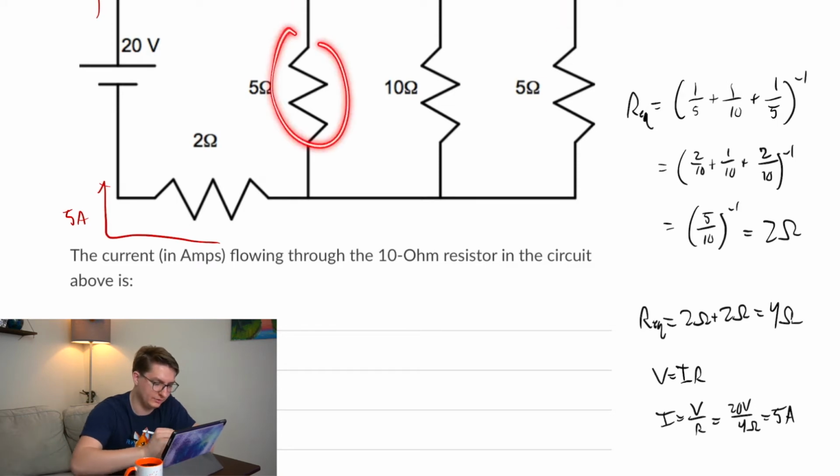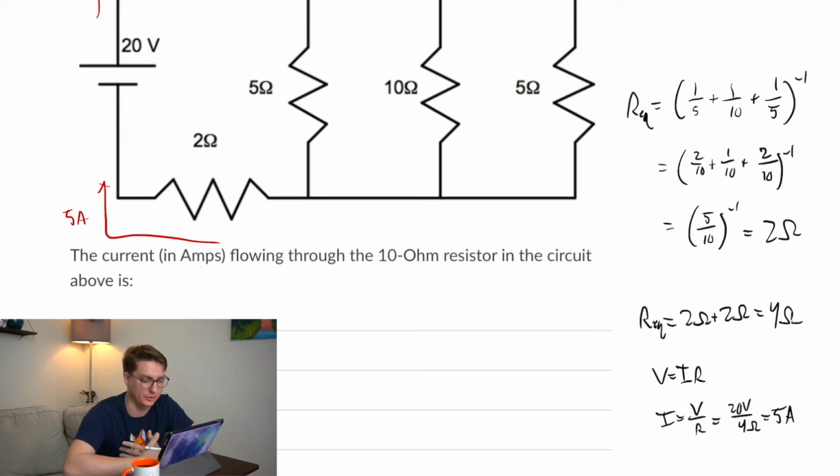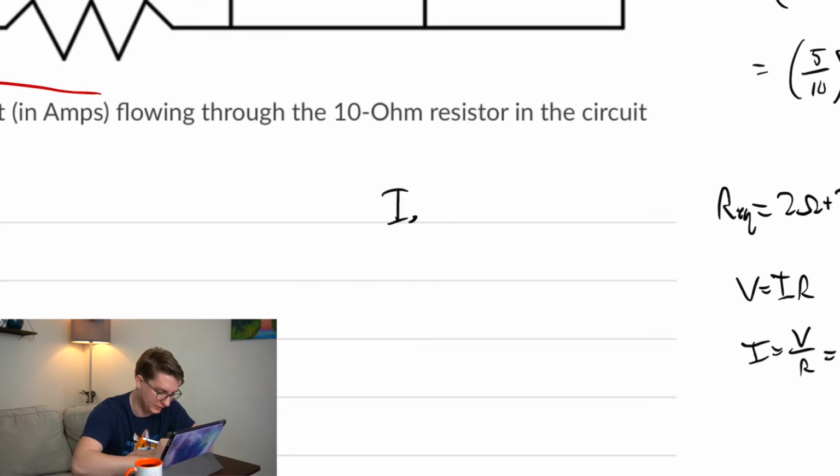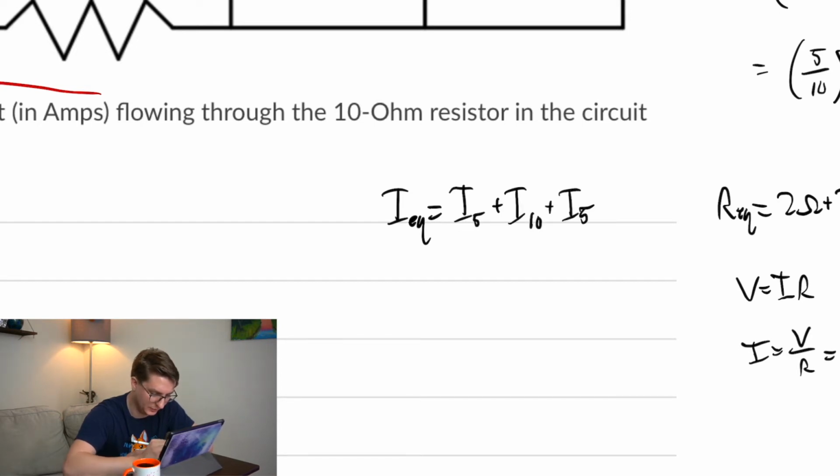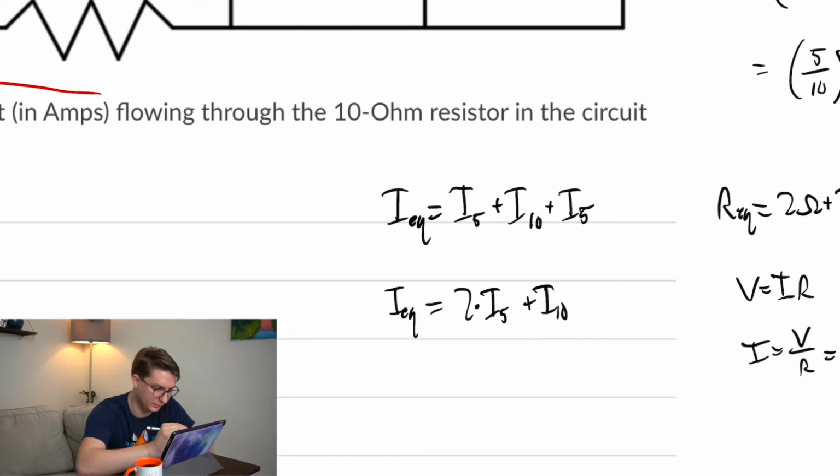If we take these two, we know it's going to be the same current for each, so maybe that'll come into play in a bit. So we know this overall current, I equivalent, equals the I through the 5 ohm one, the I through the 10, and the I through the 5. We know these are going to be the same, so I'm going to group these together: 2 I5s plus an I10. We know this is the 5 ohms right here. So we essentially want to solve for this thing.